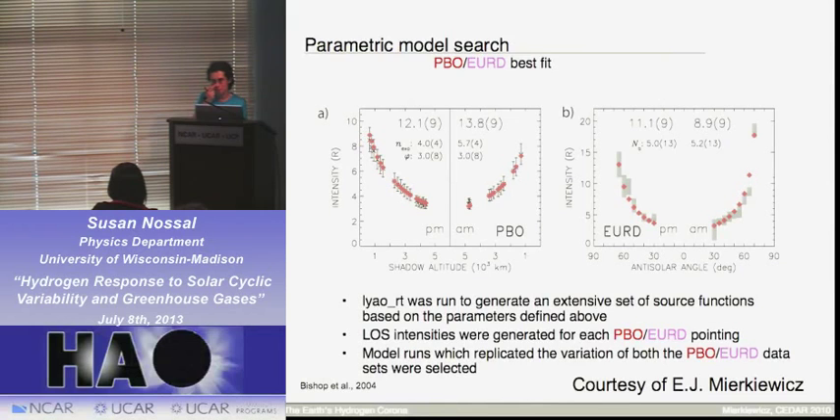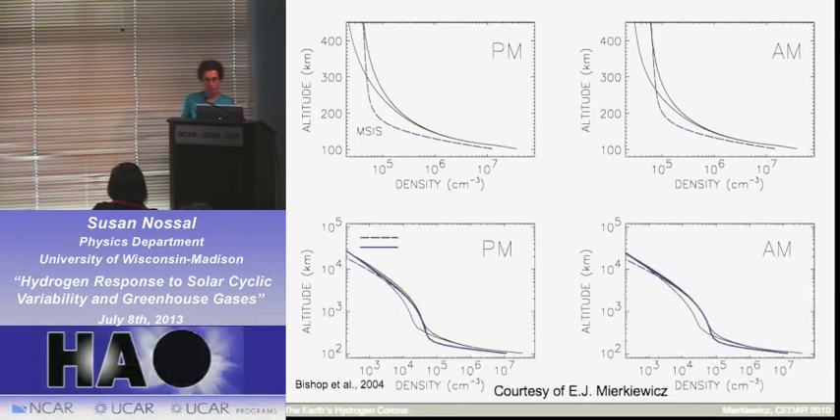So this is some work by my colleague Ed Merkowitz with James Bishop, where they used ground-based observations and satellite observations to constrain the forward model and to produce a range of possible hydrogen densities. And this is EMSIS.